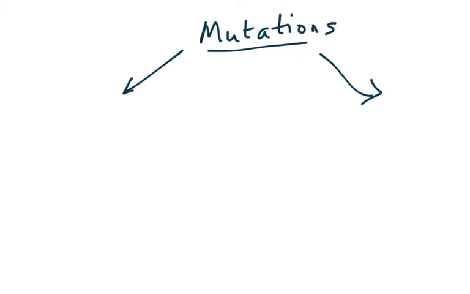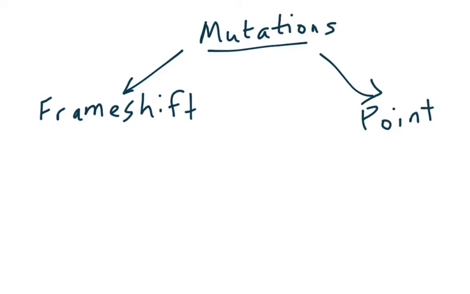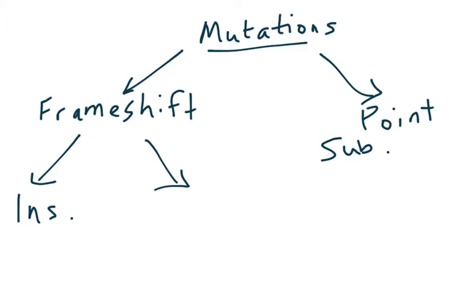First of all, mutations are simply changes in the DNA sequence. We're really talking about the nitrogenous bases here. There are two types of mutations. There's frameshift, and there are point mutations, also called substitutions. Frameshift mutations come in two flavors: insertion, where a nucleotide is added, and deletions, where a nucleotide is taken away.